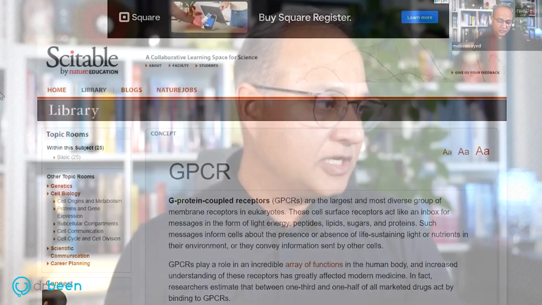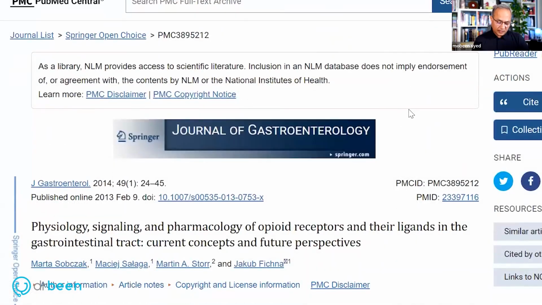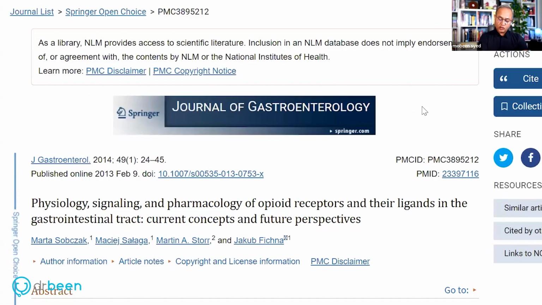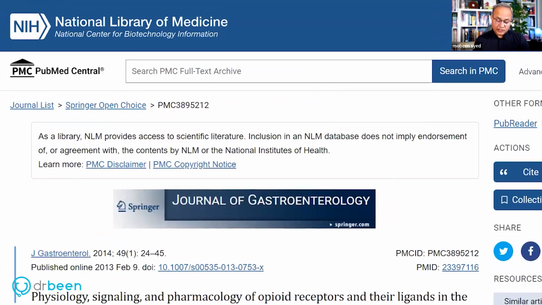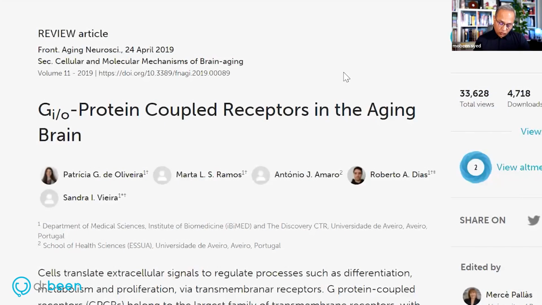I'm going to start sharing my screen. Here is the G protein coupled receptor article, which is one of the references. This is another reference, Physiology, Signaling, and Pharmacology of Opioid Receptors and Their Ligands in GIT, Current Concept and Future Perspectives. Then untangling the complexity of opioid receptor functions. Then Gi/o, i for inhibitory, o for other. So G inhibitory and G other protein coupled receptors in the aging brain. We'll talk about that too. The receptors, not the aging brain.